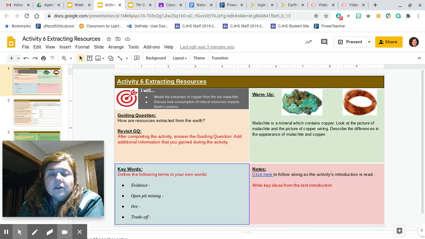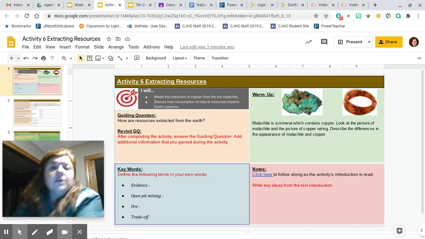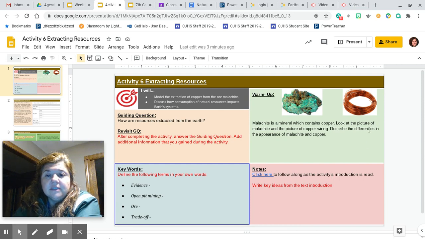And so, particularly, what we're going to look at in this lesson is how we extract copper from a mineral called malachite. So, the first thing that I'd like you to do is look at this warm up question. Make sure you answer this warm up question. This is a picture of malachite, and this is a picture of copper wire. So there is copper within this mineral called malachite.